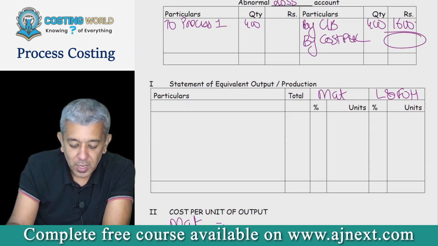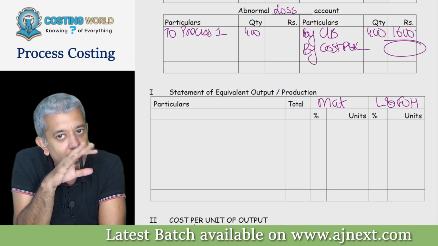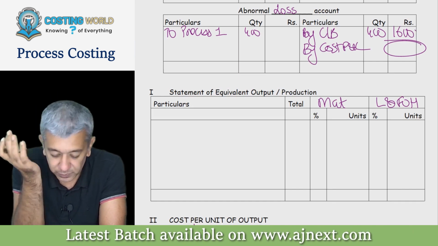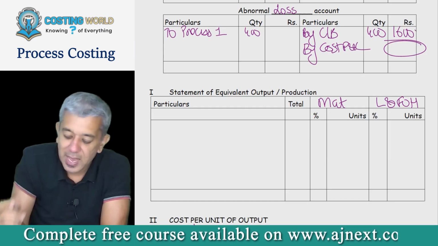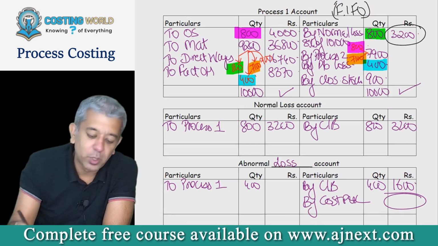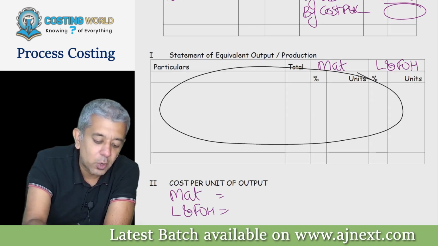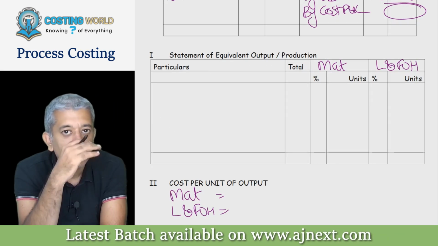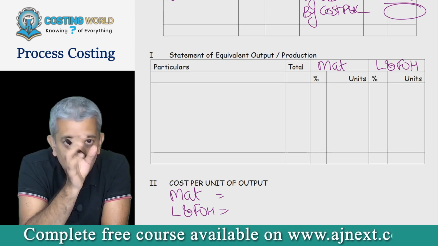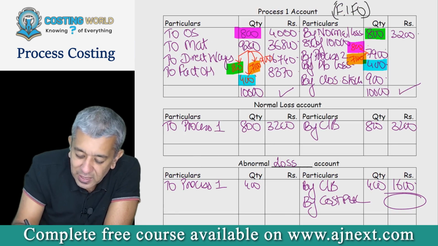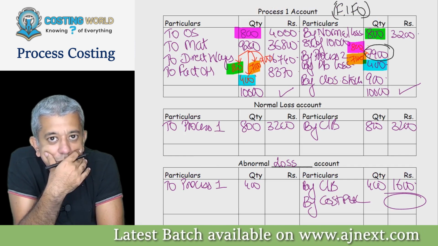Now let's start doing the breakup. Roman number 1, statement of equivalent production. Do remember, normal loss has already been valued at scrap value. Hence, over here, normal loss will never ever come in this statement. I have to find out the cost of 7,900 units. Is that okay? Yes, sir.